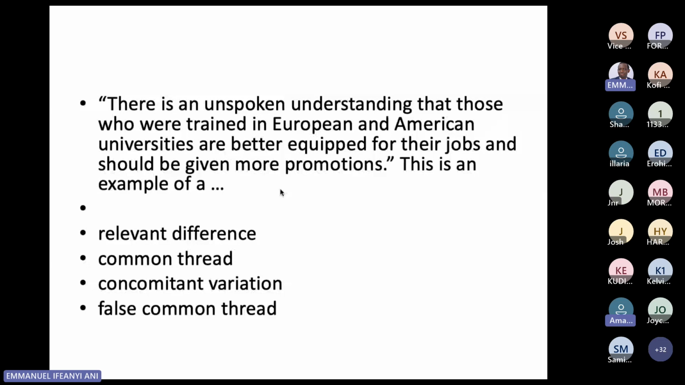Situations where you normally have relevant difference are situations where only one thing is different from the rest. And situations where you have common thread are situations where you have one thing that is common to a number of phenomena. That's common thread. And for relevant difference reasoning, it is mostly about just one thing being different from other things. So that numerical difference can also be used in identifying which is which.